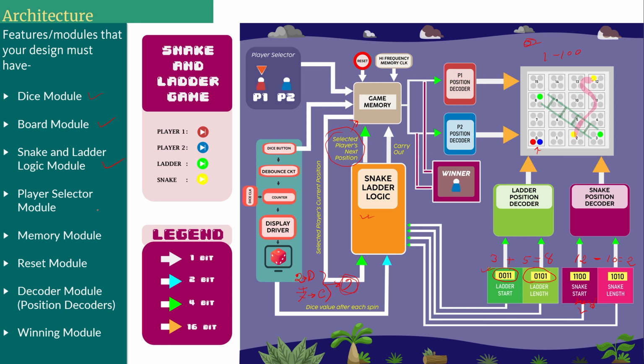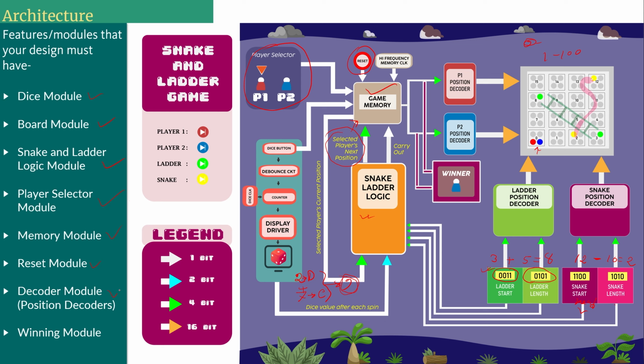Next, you have the player selector module. This is the player selector module. Which player will be currently playing? You just push a button and you toggle between player 1 and 2. You have the memory module. The memory module stores the positions of the players, like the current position of player 1 and the current position of player 2. This is stored in the memory module. You have the reset module. Whenever you press this, your entire game resets to the 0 position.